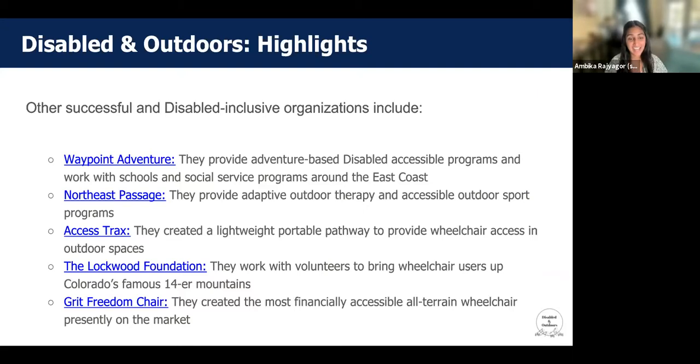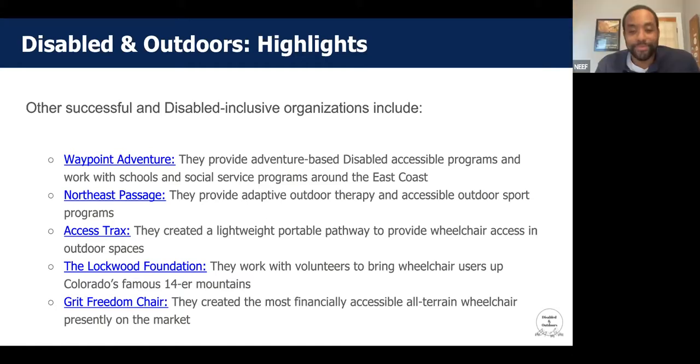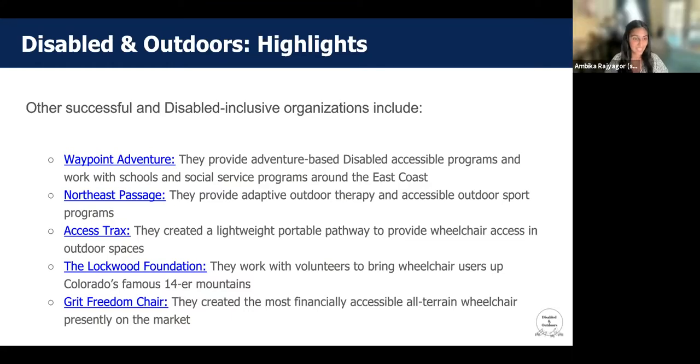The Lockwood Foundation. And this is an amazing organization that actually works with their local volunteers to bring wheelchair users up to Colorado's famous 14er mountain. So this is a life goal of mine, and to see that this foundation is bringing their volunteers to help people achieve their dreams is really something amazing. And then Grip Freedom Chair. So they actually created the most financially accessible all-terrain wheelchair that is presently on the market. And so we just wanted to highlight some of these organizations because it's really important for us to amplify what's already being done for our community and also see what we can do to help bring us all together.